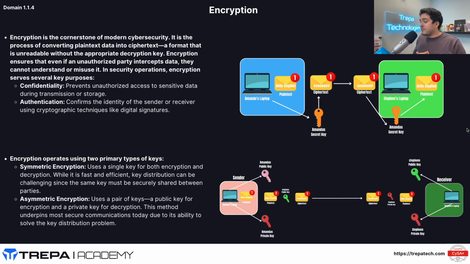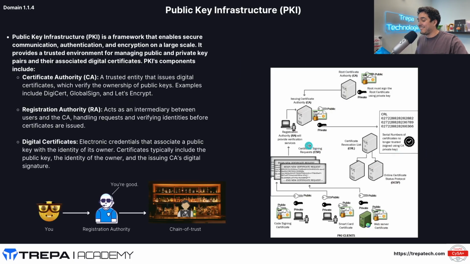Okay, so now that we've gone over encryption at a pretty good level, let's read the little note here so we can summarize it. Symmetric encryption uses a single key for both encryption and decryption. It is fast and efficient, but key distribution can be challenging since the same key must be securely shared between parties. Asymmetric encryption uses a pair of keys, a public key for encryption and a private key for decryption. This method underpins the most secure communications today due to its ability to solve the key distribution problem, which we talked about at length.